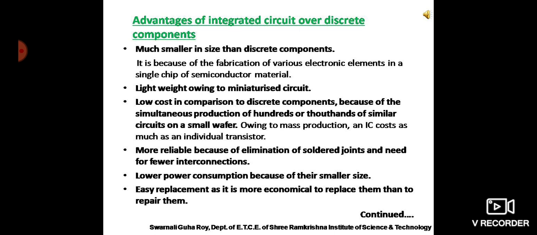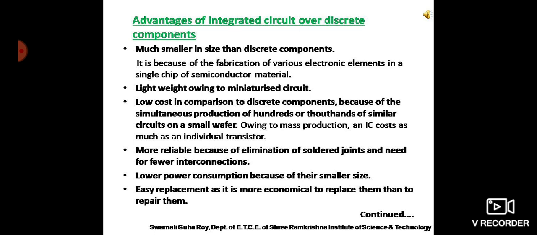Then the next point is ICs are more reliable in operation, that is, we can say it is less prone to erroneous results. It is because of elimination of soldered joints, that is, no complicated internal soldering is done, and use of very few interconnections, that is, interconnection wirings are very few in number.